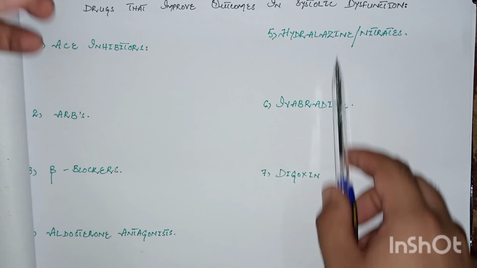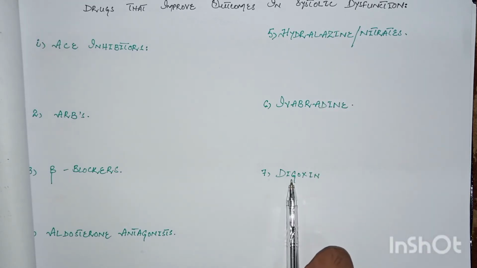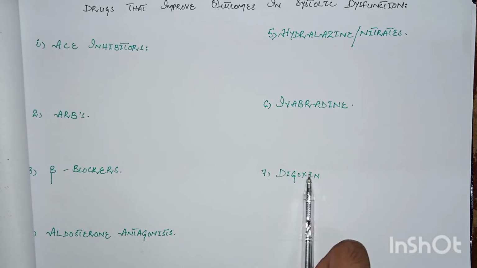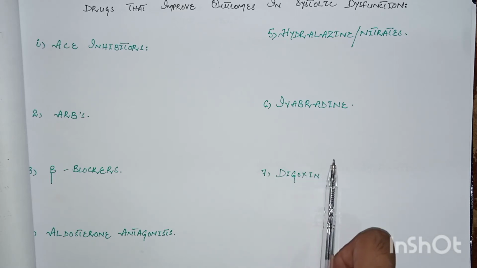So these are used in systolic dysfunction, but an important point to remember is that it is used when congestive cardiac failure is associated with atrial fibrillation. Then this drug is used, but this drug does not improve the mortality in these patients.